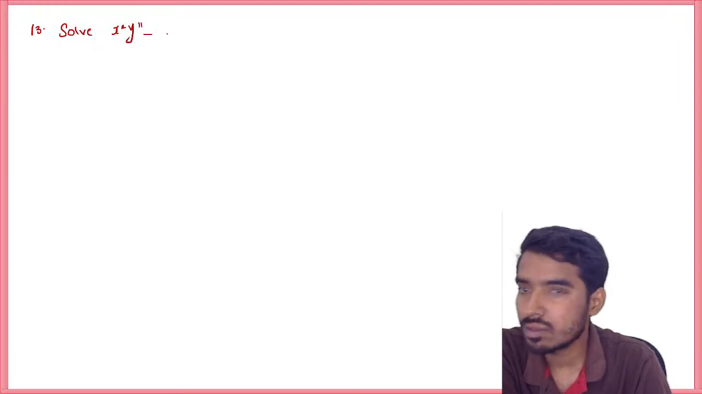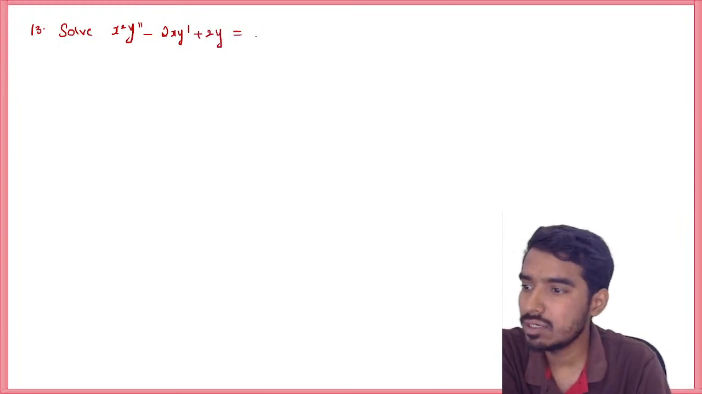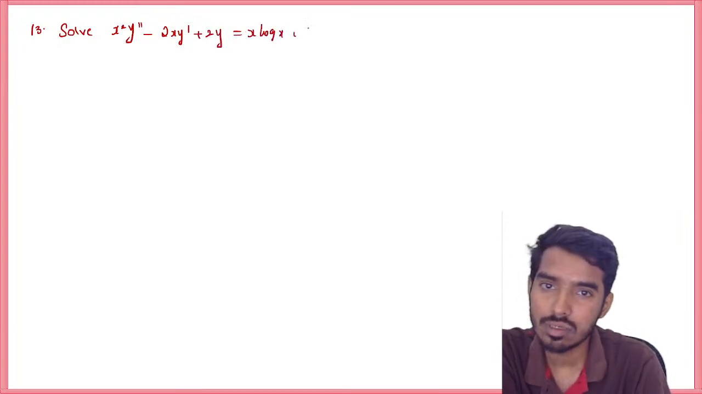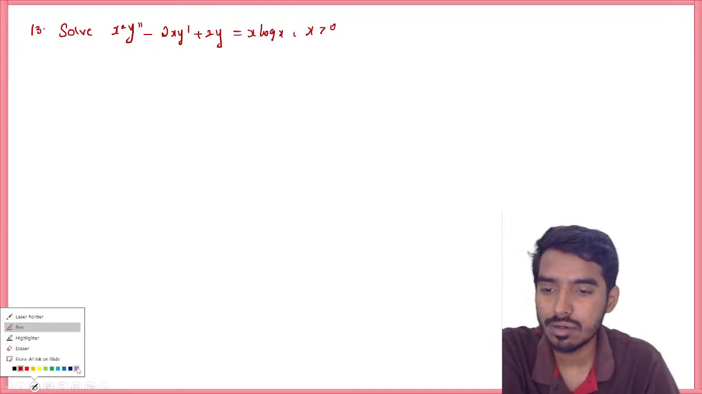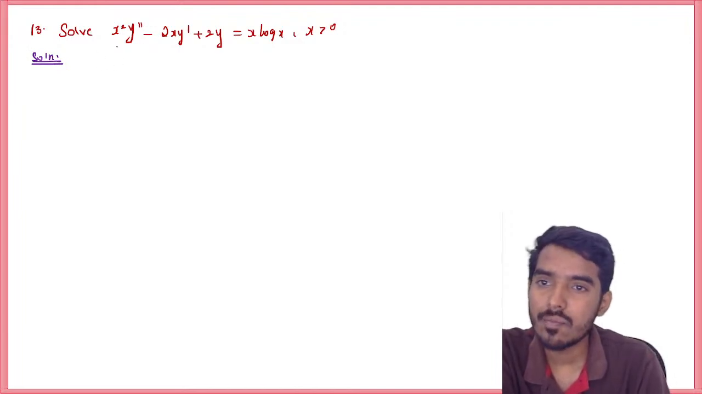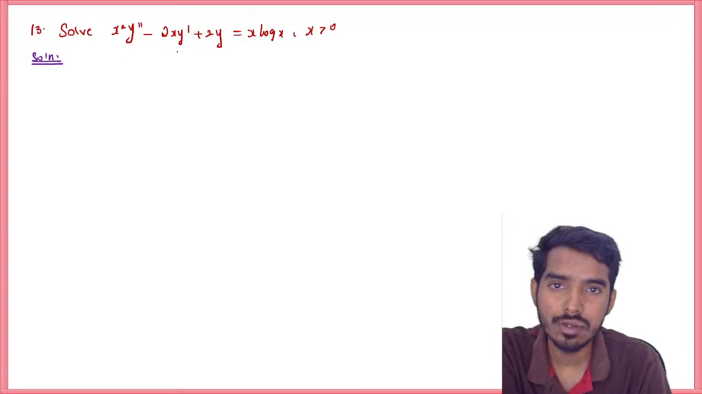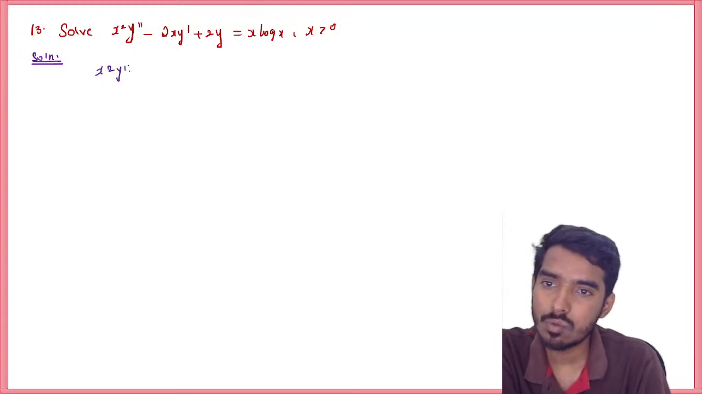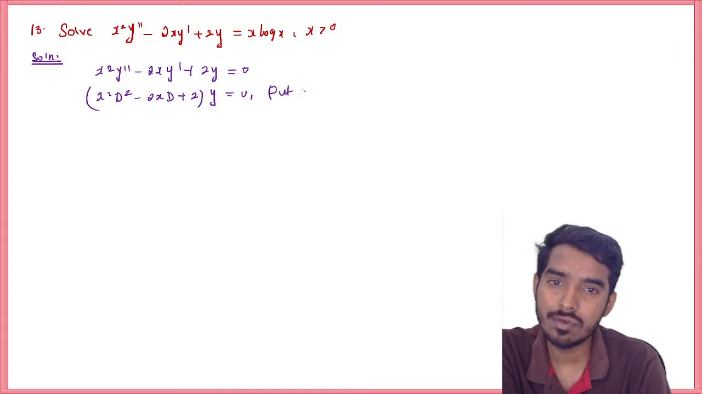The equation is x² y'' − x y' + y = x log x. We solve it using the variation of parameters method. First we put the right-hand side equal to 0: x² y'' − 2x y' + 2y = 0, which is the Cauchy-Euler equation, with x = e^z.